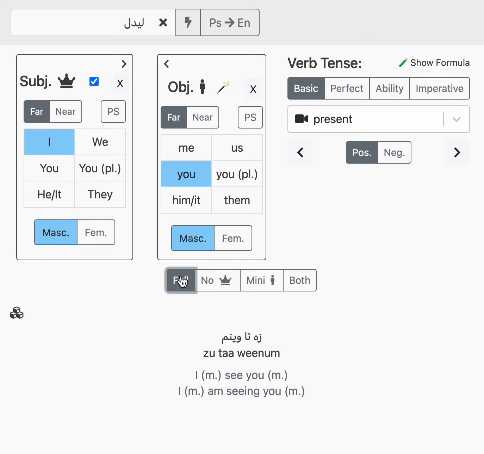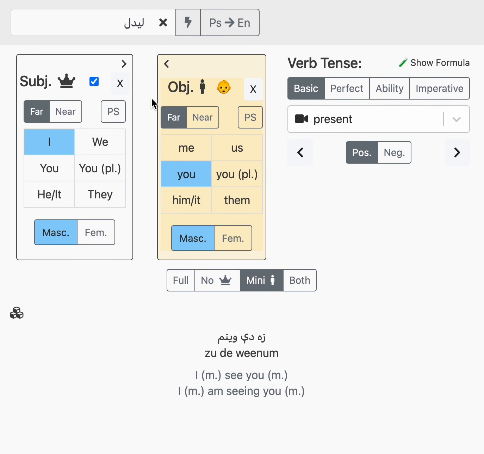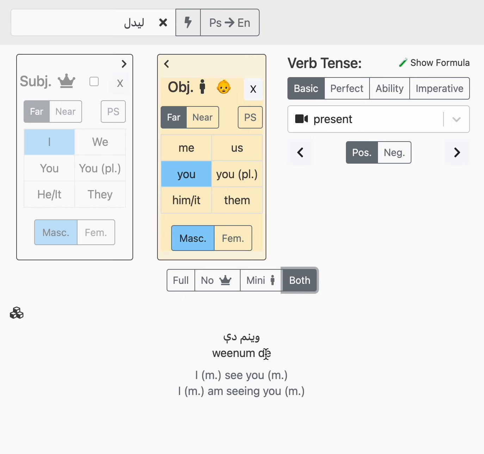Another thing you can do is you can shrink the servant. Now, the servant is the object. We can press this little magic wand and shrink the servant into a mini pronoun. Zadewinam, just like that. Now, if you don't know what mini pronouns are, you can look in the grammar and see what they are. And here's a little chart. So notice we can shrink the servant and we can kill the king, or we can do both of those things. So we could say both, and then we have winamde. So the king has disappeared from the sentence, and the servant has become a mini pronoun.